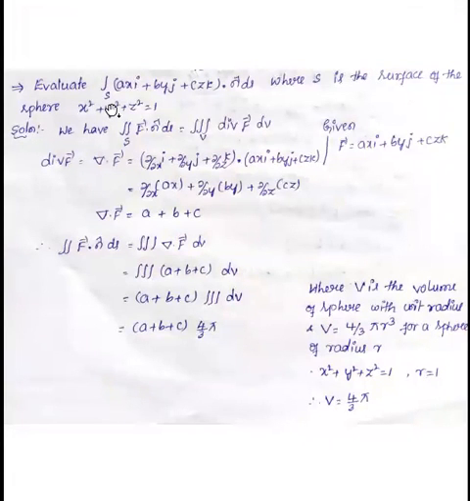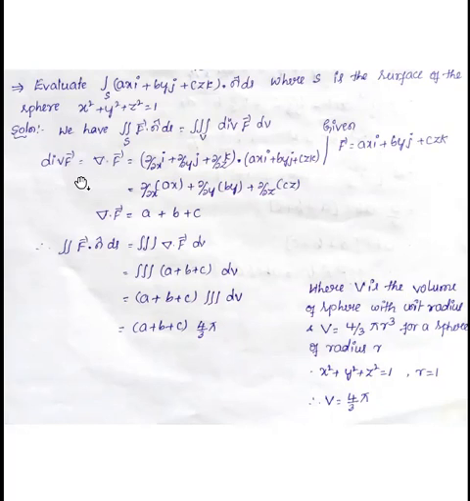Evaluate the integral over S of (axi plus byj plus czk) dot n cap into dS, where S is the surface of the sphere x square plus y square plus z square is equal to 1. Here F is given, and we evaluate the double integral of F dot n cap into dS. Using the divergence theorem, we find the triple integral of divergence of F into dV. A sphere is given, right?